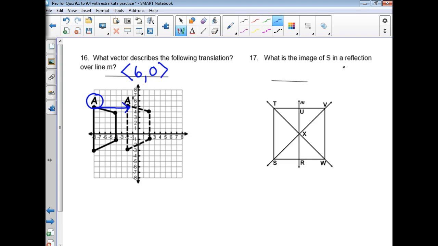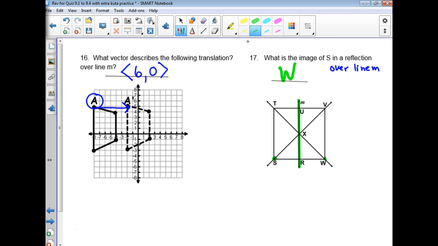What is the image of S in a reflection? Let's go over line M. And then I'm going to talk about going over it in different directions. Line M, I'm going to highlight because that's the one I'm going over right now. You are supposed to go at it at the shortest distance and go to the other side. So if you take point S, where's it going to go if you slide it over that line? You want to go straight across. It's going to go to W. That is the answer to that question.